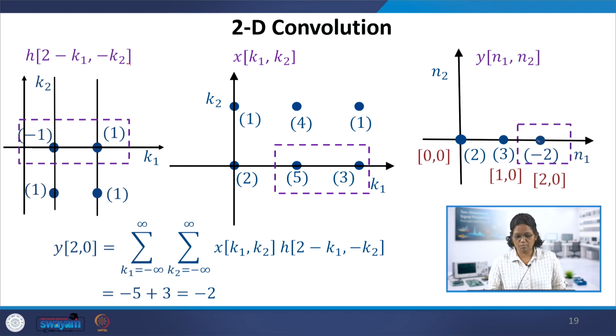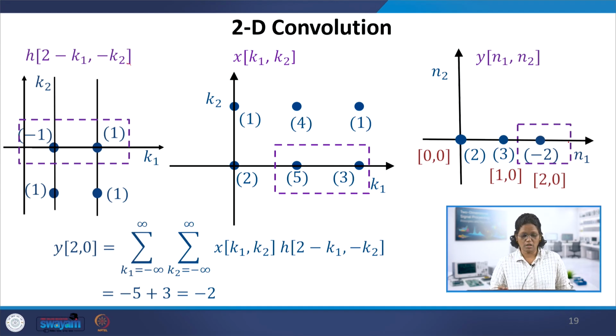So that's the third sample. This is how every sample of y of n1 comma n2 is obtained. Now what we got is 2 comma 0. Similarly we can shift it further and find the common area. If it doesn't find common samples between the two, then y of n1 comma n2 would result in 0 actually. So these samples would end this operation.